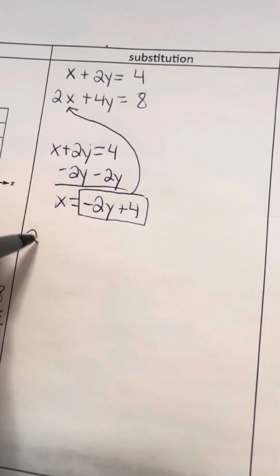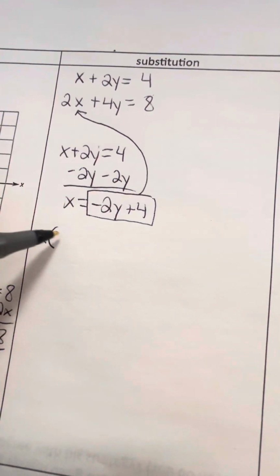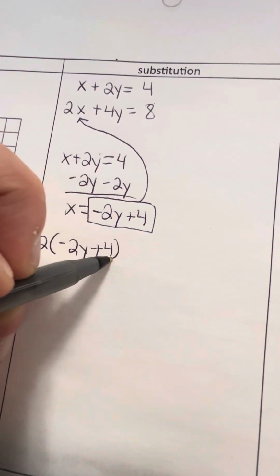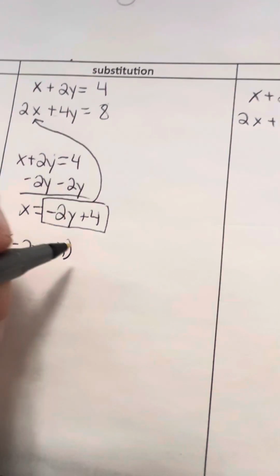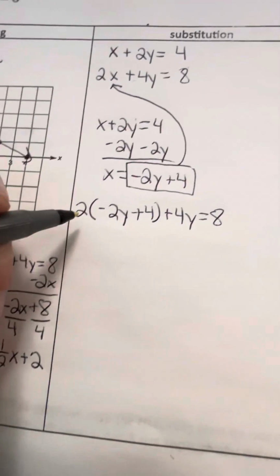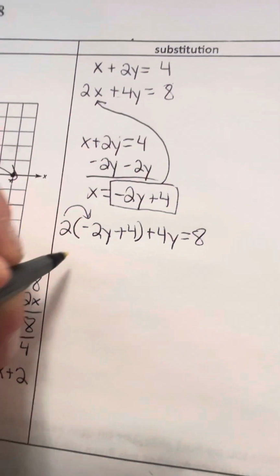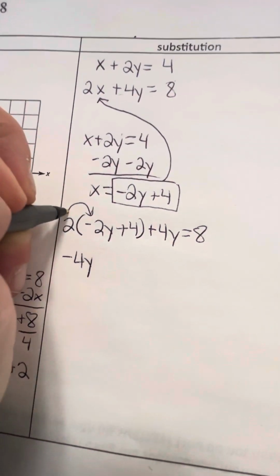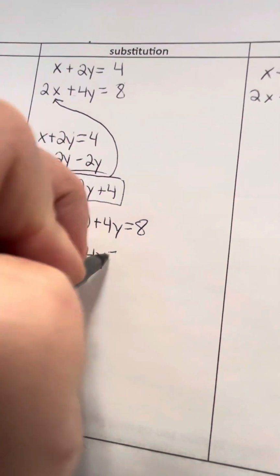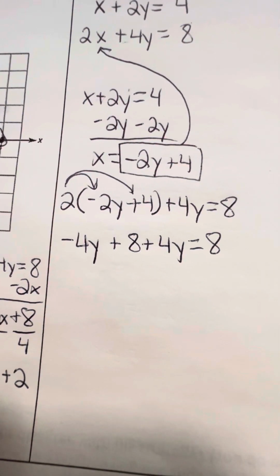So we are going to have 2, and then in parentheses, instead of x, we're going to have this whole thing I just put a box around, and then we'll distribute that in a minute, plus the 4y is equal to 8. 2 times negative 2y is going to give me negative 4y. 2 times 4 is going to give me 8. And then we've got the rest of this.